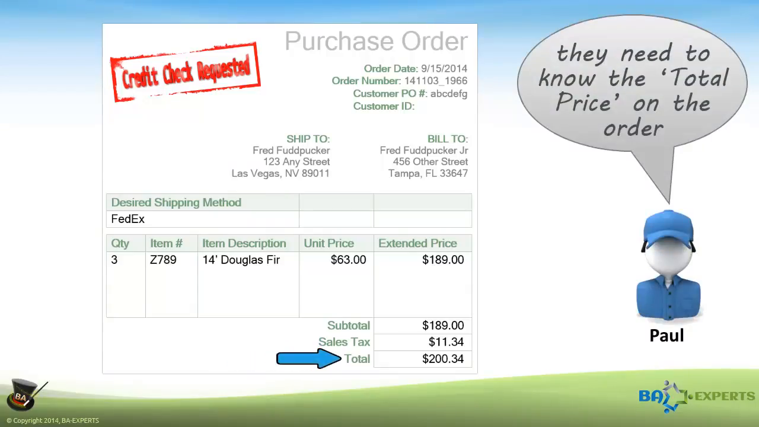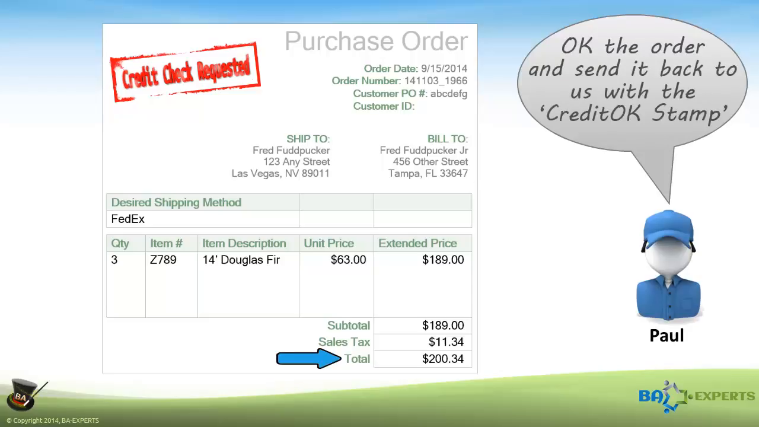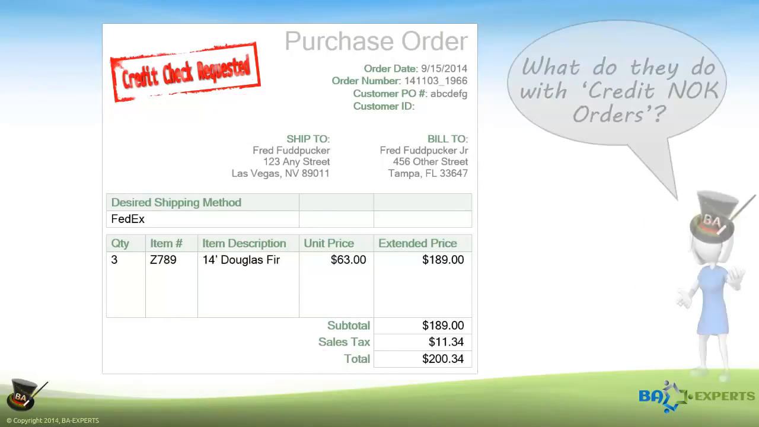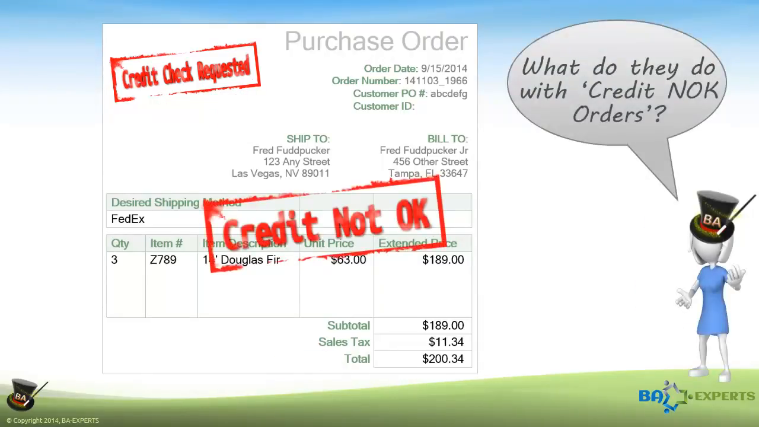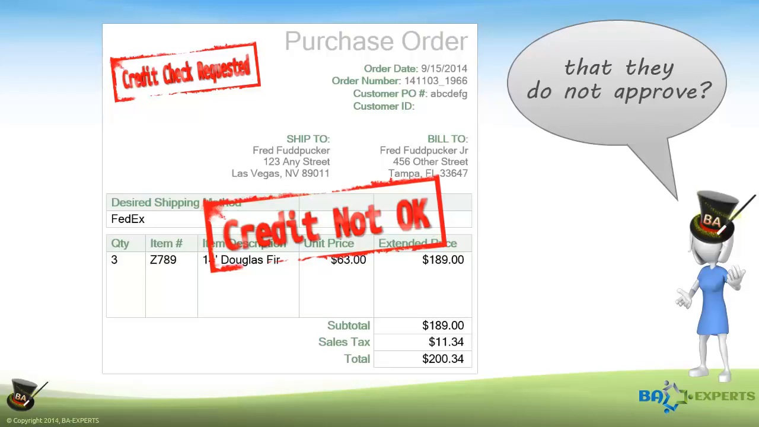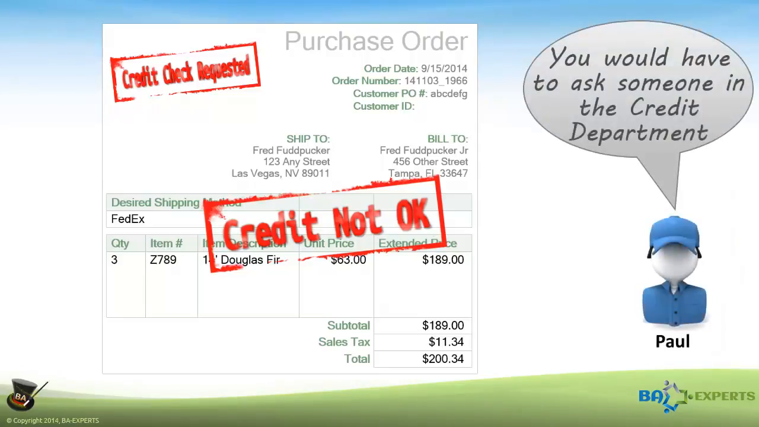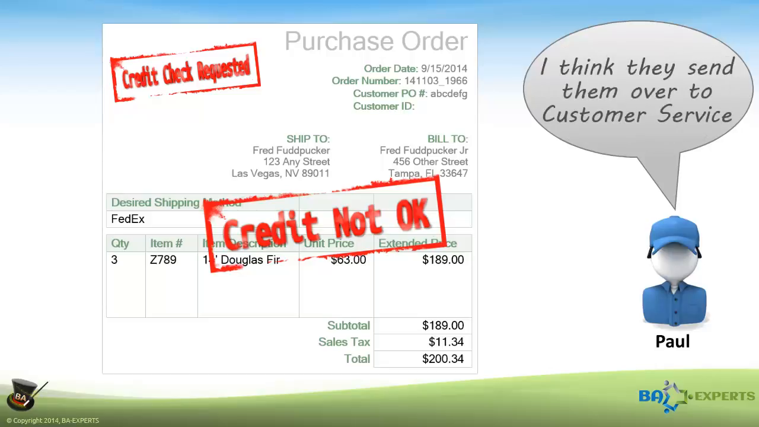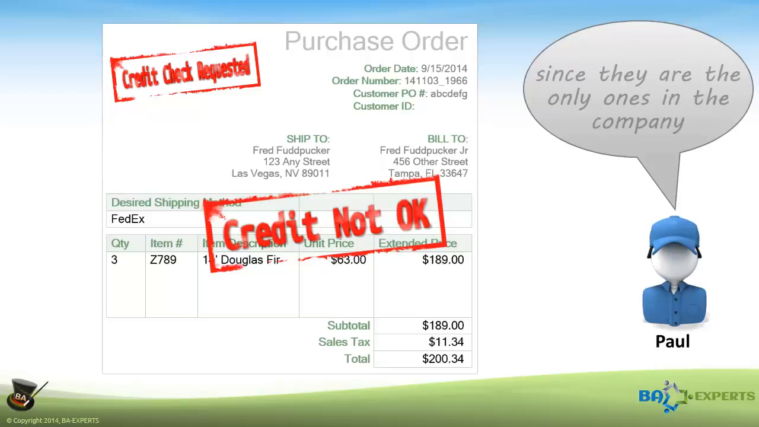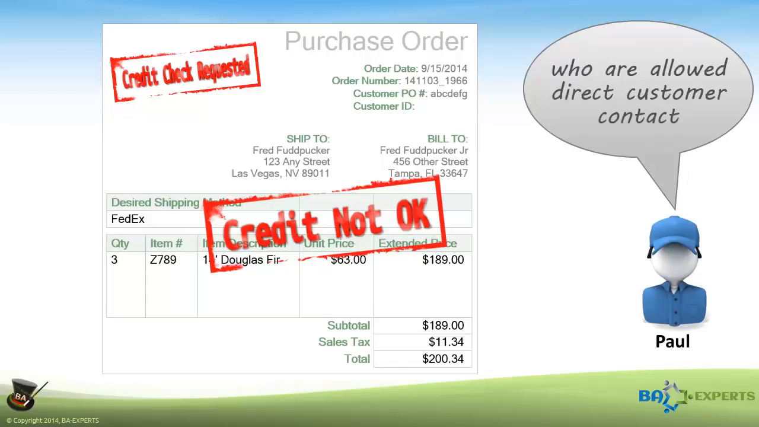Sure, they need to know the total price on the order so they can determine whether they should OK the order and send it back to us with the credit OK stamp on it or not. What do they do with credit NOK orders that you send them that they do not approve? You'd have to ask someone in the credit department that. I think they send them over to customer service to contact the customer, since they are the only ones in the company who are allowed direct customer contact.